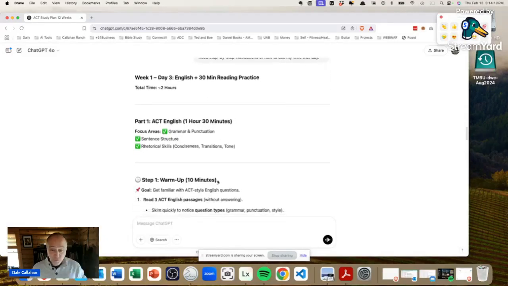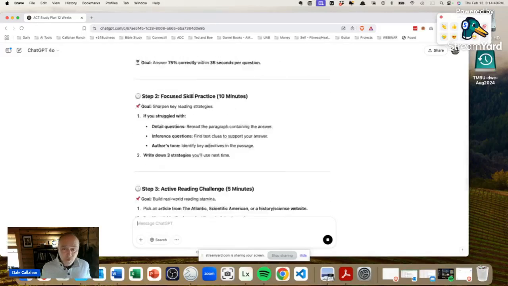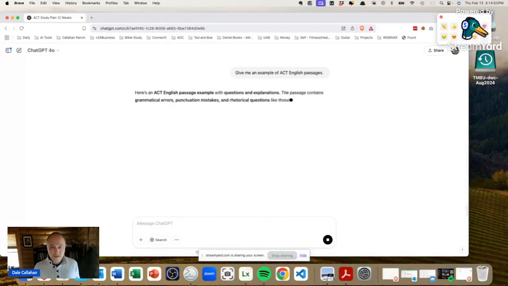But let's just say for a minute, and I don't know what's going to happen here, I don't have an ACT guide. I don't have one in front of me. So it says read 3 ACT English passages. So I'm going to, no, let's not do 3. I'm going to cut and paste that down here and say, give me an example of, and I'll just paste that down, ACT English passages. So I'm just saying, I don't have the book with me. So what does this passage look like?